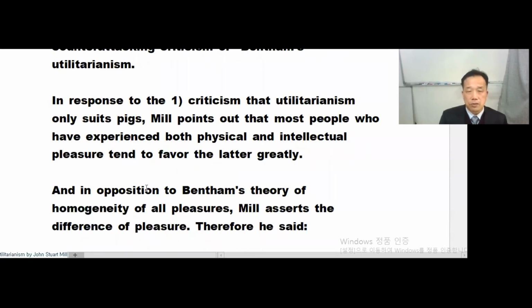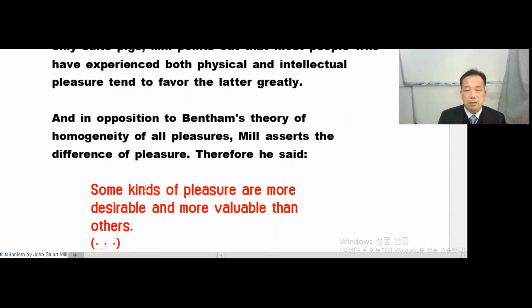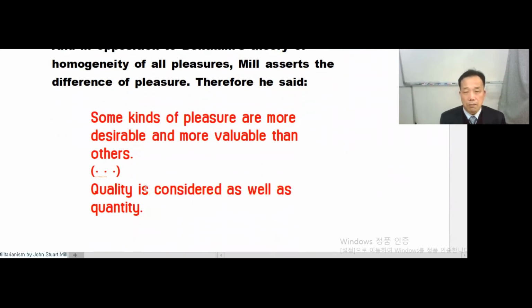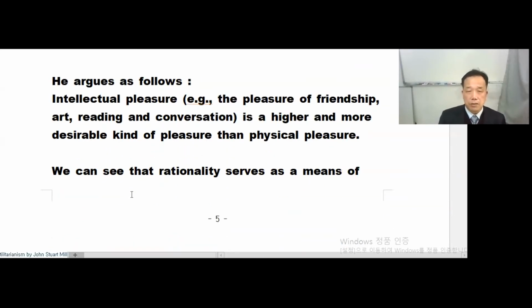And in opposition to Bentham's theory of homogeneity of pleasure, Mill asserts the difference of pleasure. Therefore, he said, in Mill's text, some kinds of pleasure are more desirable and more valuable than others. Quality is considered as well as quantity. He argues as follows. Intellectual pleasure, for example, pleasure of friendship, art, reading, and conversation, is a higher and more desirable kind of pleasure than physical pleasure.